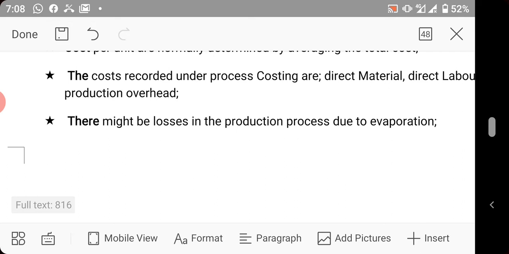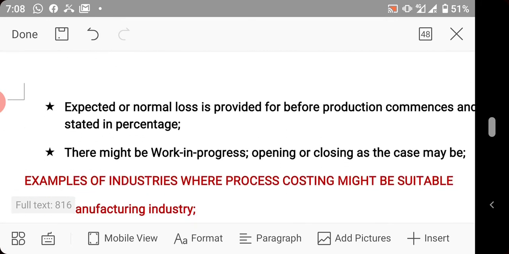For example, the production of bread passes through different processes. It is possible for us to have spoilage during the production process, either due to overburnt bread or probably not well mixed bread, as the case may be. So we must be able to determine the normal loss. Normal loss simply means expected loss. We shall look at it subsequently today. So these are the characteristics of process costing. The note will be provided to you, so acquaint yourself with this. So we'll move on.